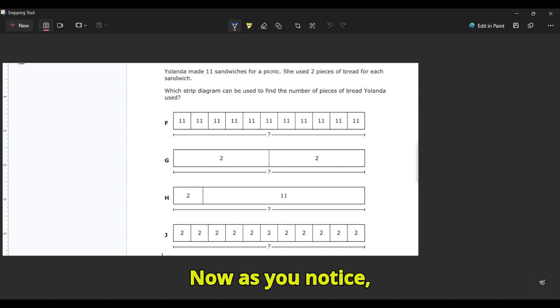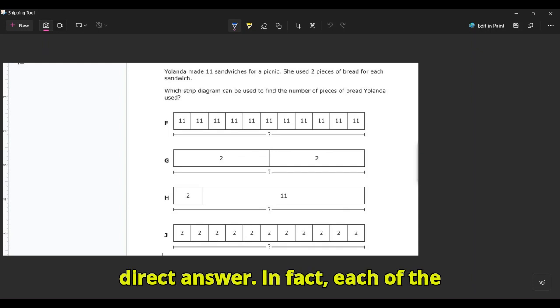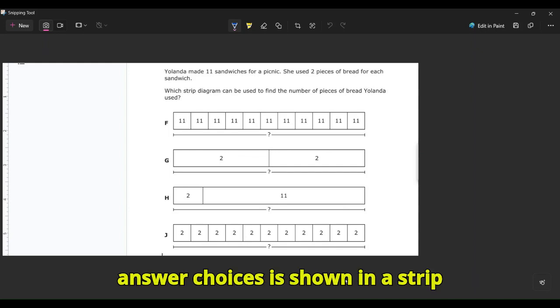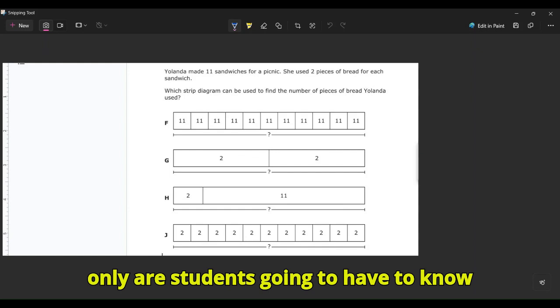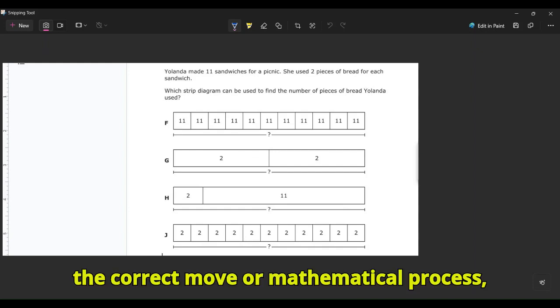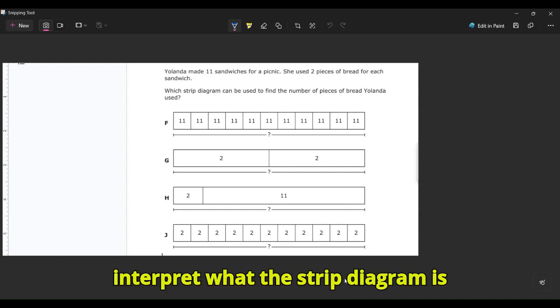Now, as you notice, none of the answer choices provide a direct answer. In fact, each of the answer choices is shown in a strip diagram format. So not only are students going to have to know the correct move or mathematical process, they're going to have to be able to interpret what the strip diagram is representing.